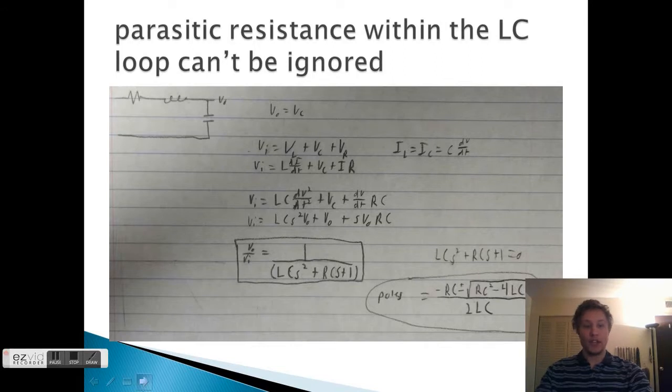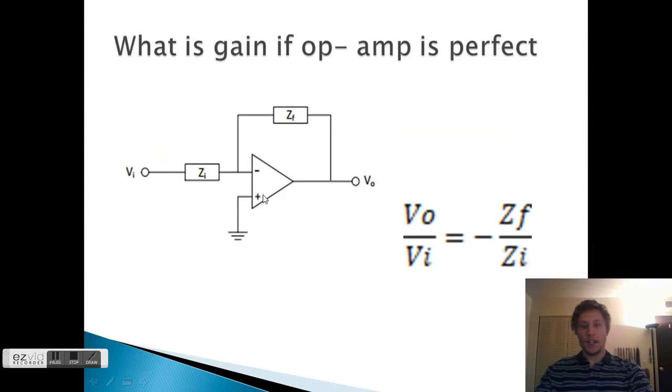Now, if we have a perfect op-amp right here, and we have a ZF on top, a ZI at the beginning, then ZO over ZI equals negative ZF divided by ZI. Now these two impedances, they're going to be full of capacitors and resistors.